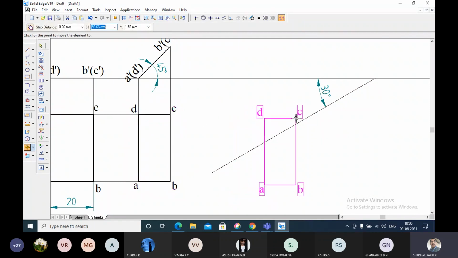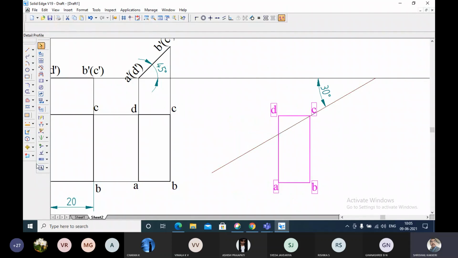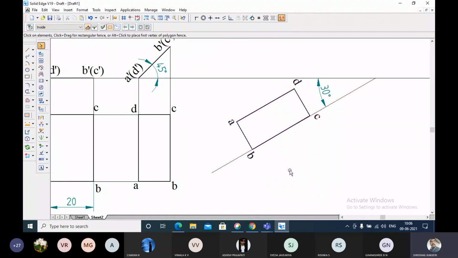I'm going to take C here, and I'm going to rotate it through this, and I'm going to locate here. Please, one of you tell me whether I'm right or wrong. The final position is correct or wrong?